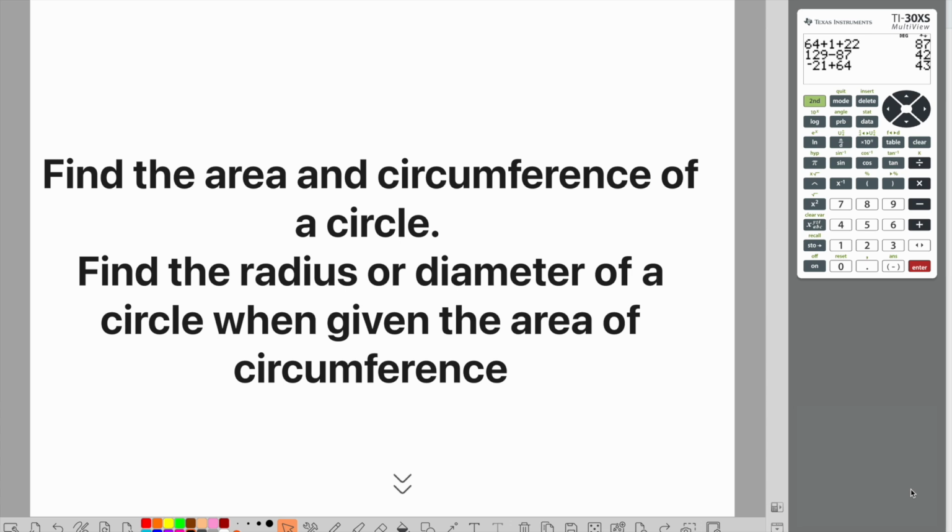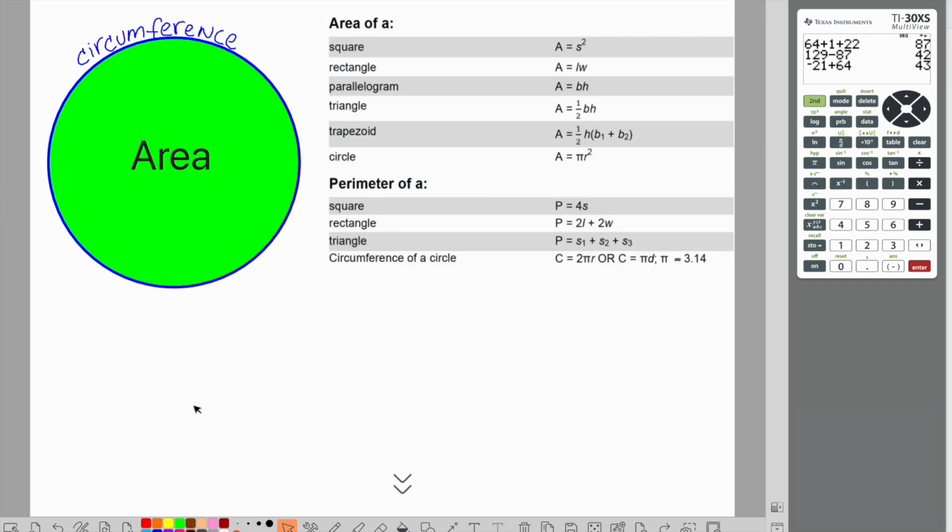This is a video on how to find the area and circumference of a circle, as well as how to find the radius or diameter of a circle when given the area or circumference. So let's start off with the basics here. The circumference is the outside edge of a circle, and the area is the inside of the circle.